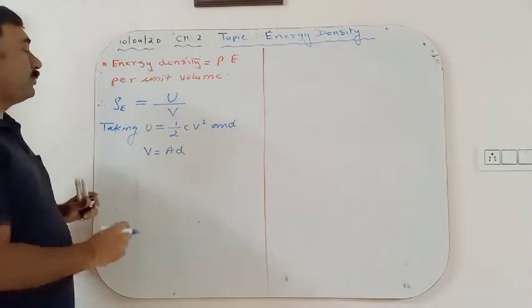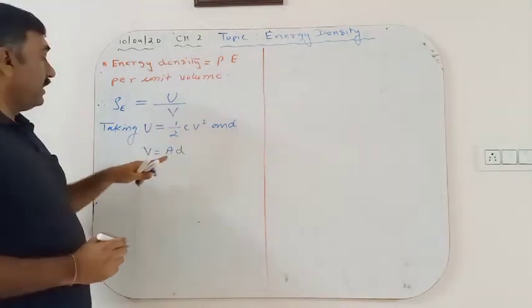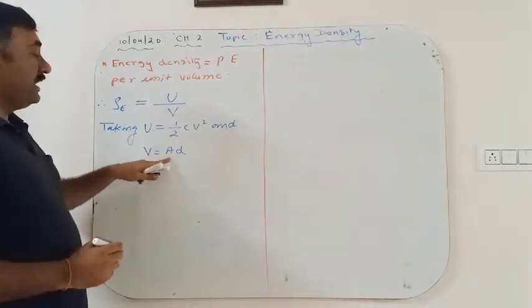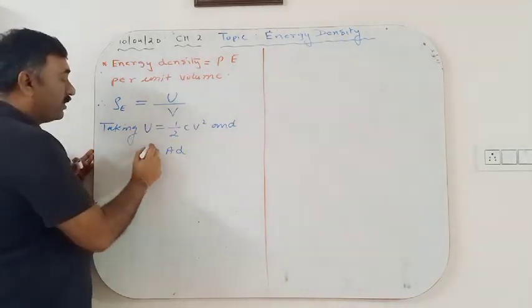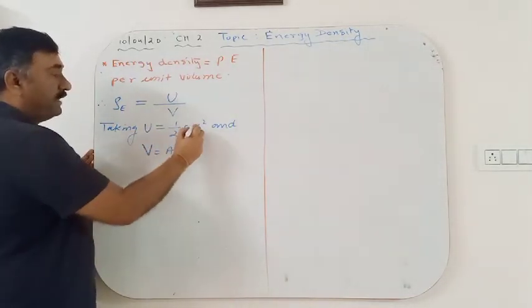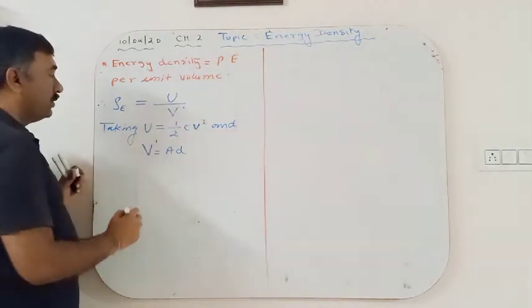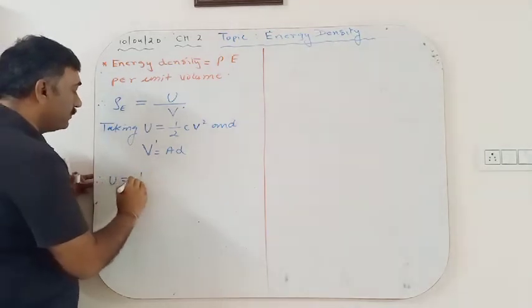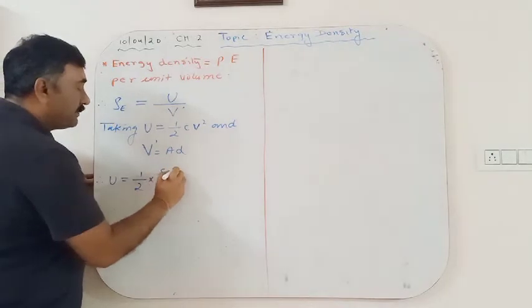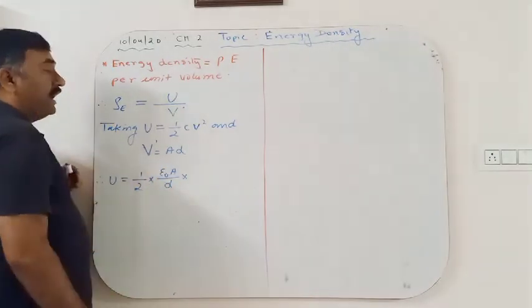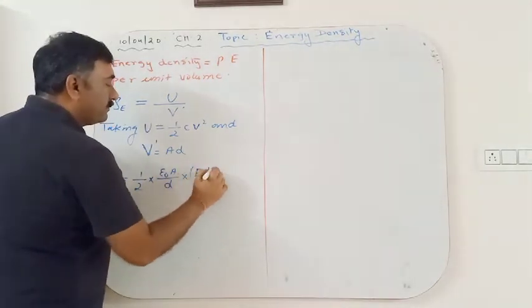So what is the formula for potential energy stored in a charged capacitor? That is half CV square. And volume is area multiplied by distance. This V here is not a potential difference, it is the volume, and small v is for potential, and you can also take V dash. So therefore U is equal to half, and what is the capacitance of a parallel plate capacitor? Epsilon 0 A by D, and the potential difference between the two plates is E multiplied by D.